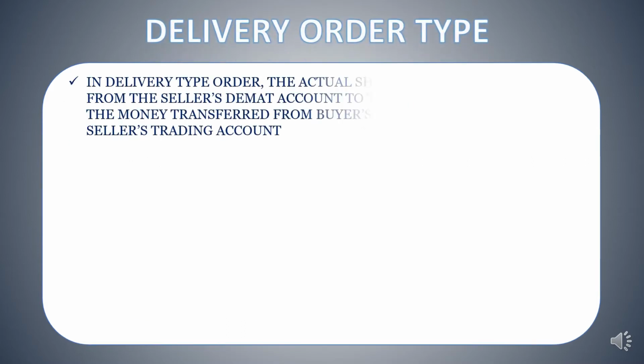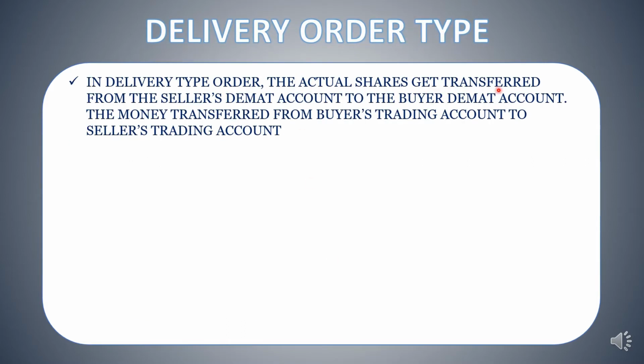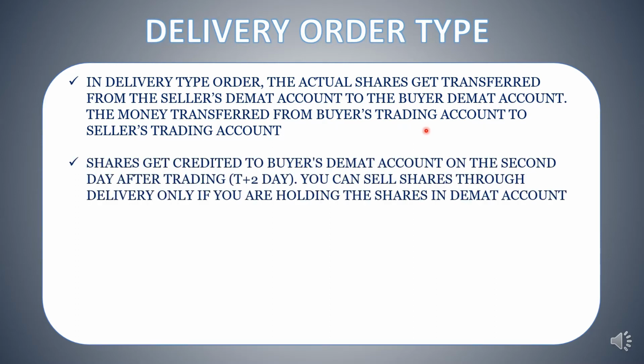In delivery type order, the actual shares get transferred from the seller's demat account to the buyer's demat account. The money is transferred from buyer's trading account to seller's trading account. Shares get credited to buyer's demat account on the second day after trading. We call it T+2 day.